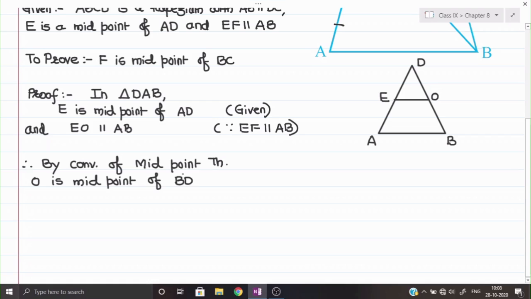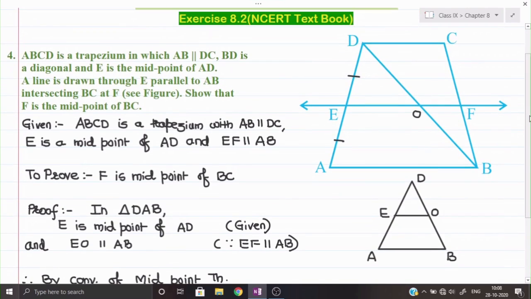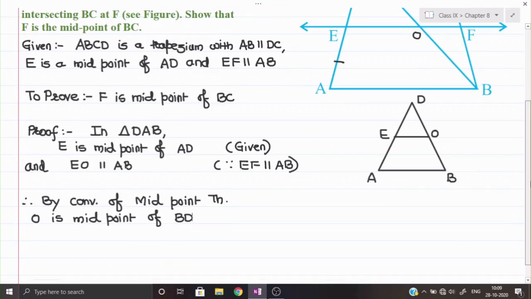Now to go further, our ultimate task is to prove F is a midpoint of BC. In between, we have proved O is a midpoint of BD. It will help us to prove the required things. Now we require one more thing. First of all, you see, AB is parallel to CD and EF is parallel to AB. So we can say that EF and CD will also be parallel because EF and CD are commonly parallel to AB, and we know that if two lines are parallel to the same line, they will be parallel to each other. So that we shall mention first.